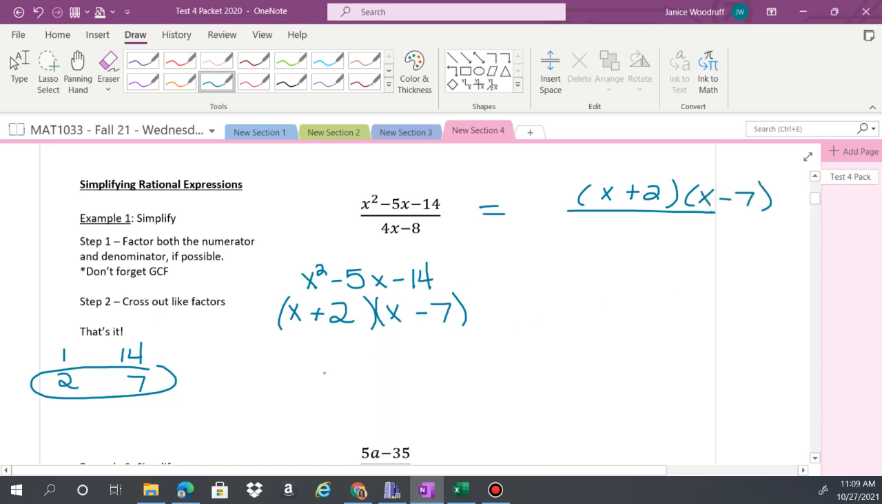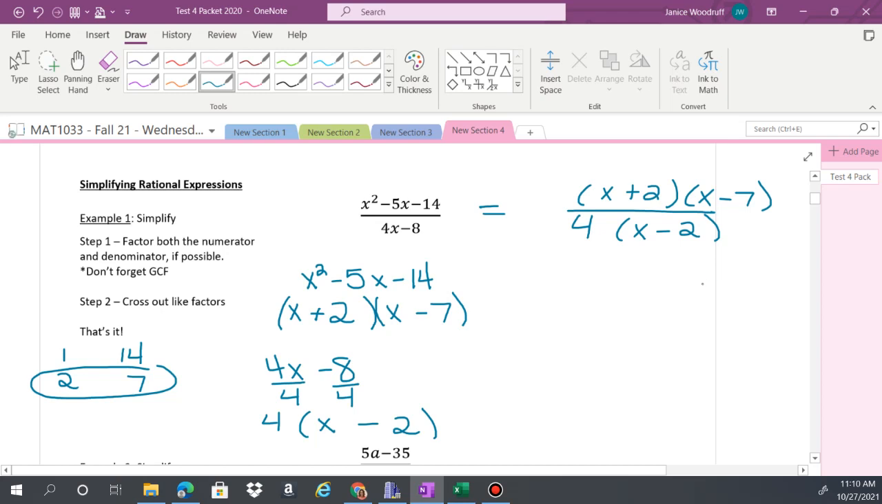Then my denominator is 4x minus 8, and I want to look to factor that. Now, I don't have any x squareds, but I might be able to take a GCF out of there. Do you think I can? 4, yes. So I'm going to divide both of these by 4. When I do that, I have a 4 in front. 4x divided by 4 would give me x, and then 8 divided by 4 would give me 2. So my denominator is 4 times x minus 2.